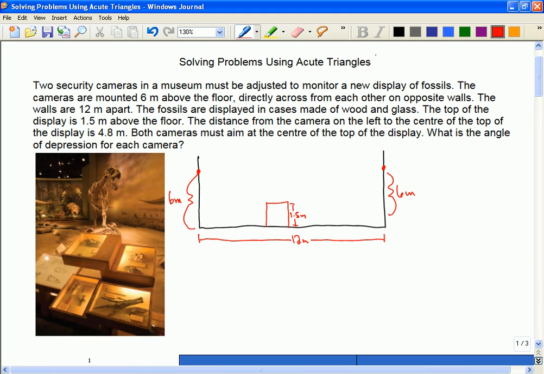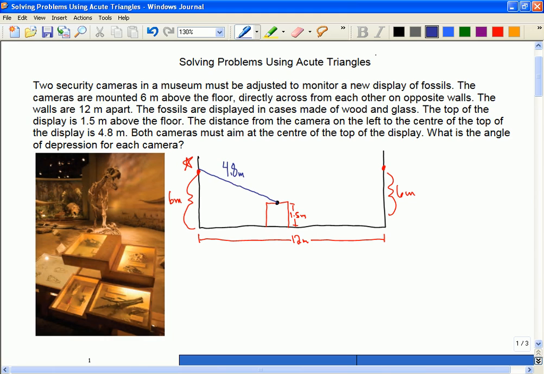Then the distance from the camera on the left. If you don't know your left from your right yet, that's okay. But anyways, that's this camera over here, to the center of the top of the display, is 4.8 meters. So the center top is right there. And maybe I'll draw it in blue. The distance from that camera to there is 4.8 meters.